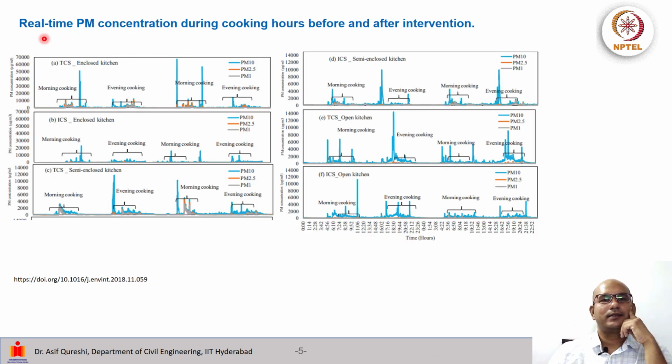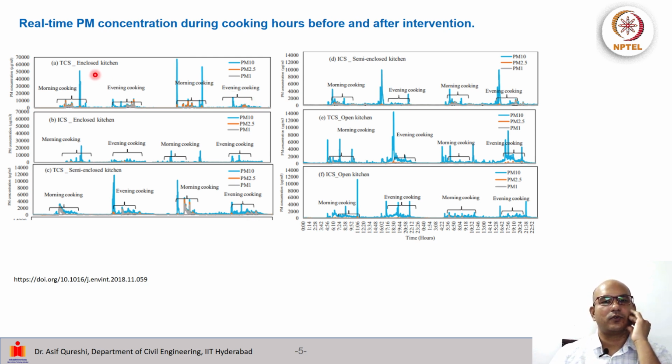When one analyzed the real PM concentration during cooking hours before and after intervention, this part is the traditional cook stove in the enclosed kitchen. And you see, when people do morning cooking, there is a sharp rise in PM10 and some rise in PM2.5 and PM1 in the air. Then evening cooking, again there is a rise in these cooking hours. Then again morning cooking, there is a rise in PM10 and also PM2.5 and PM1. And then evening cooking specifically, there is a rise in the PM10 and also sometimes in the PM2.5 fraction.